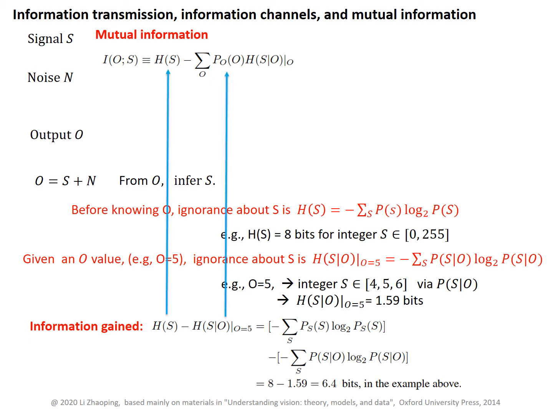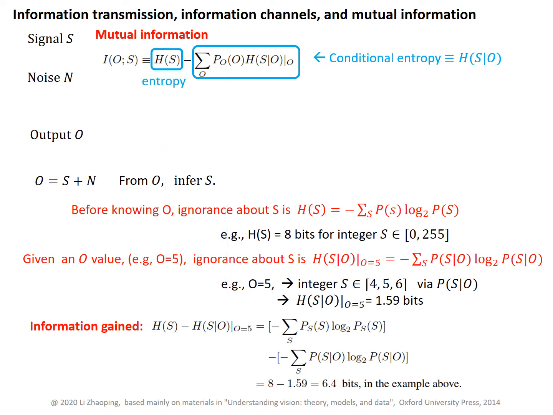So it is the difference between the original entropy H(S) before knowing O and the reduced entropy, the conditional entropy. Here the conditional entropy is averaged over all possible values of O, not just when O equals 5, but for all possible O values that we might observe. So normally the conditional entropy is this averaged term. And so again, the mutual information is the difference between this original entropy and the conditional entropy.